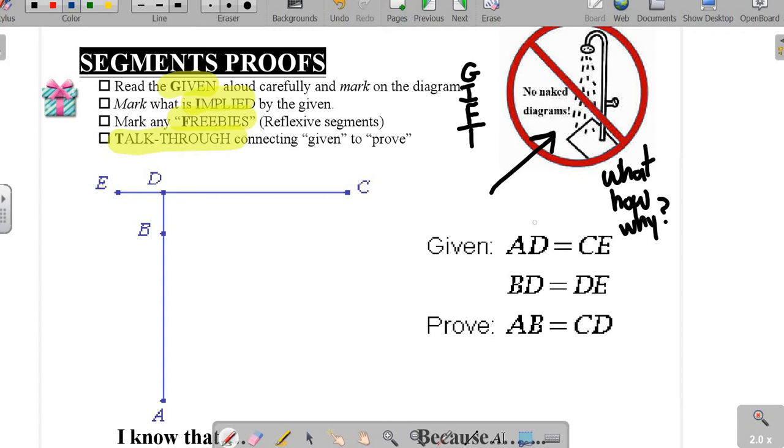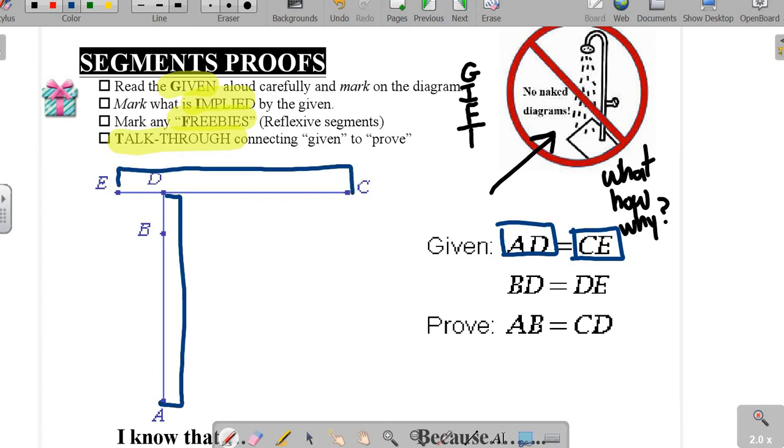All right, we are starting in this diagram. We are told that the distance A to D and CE are equal distance. So I go like this. I'm going to use brackets. I'm going to color code them. The distance A to D and CE are congruent. So bracket, hatch mark, hatch mark.